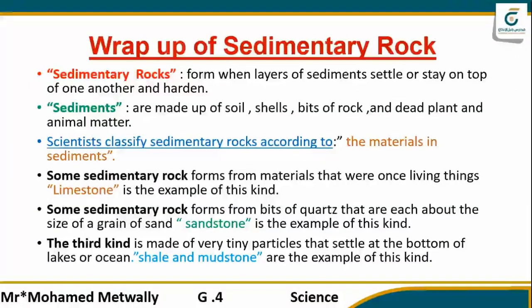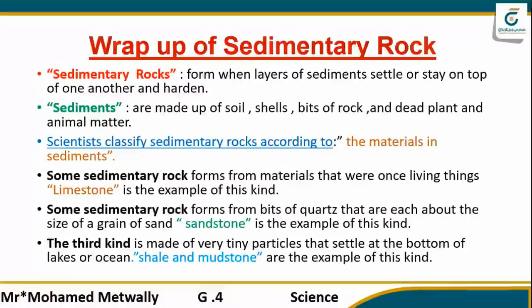So scientists classify sedimentary rocks according to the materials and sediments. Some sedimentary rock forms from materials that were once living things, for example, limestone. We will take here three kinds of sedimentary rocks according to scientists' classification. The first type of sedimentary rock is limestone, which forms from materials that were once living things.